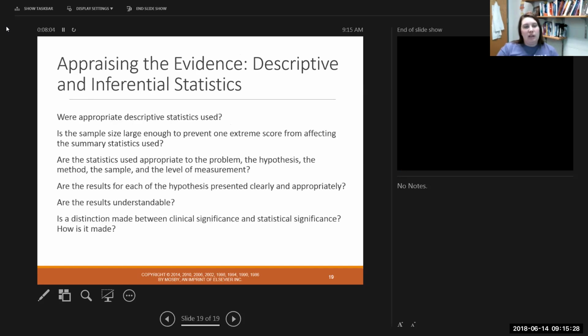So again, when you're looking at the evidence of descriptive and inferential statistics, you're looking to see: were they seeking to describe the right kind of concepts with their descriptive statistics? Was the sample size large enough to prevent extreme scores from affecting your data? Are the statistics appropriate to the problem? Were the research hypothesis and the null hypothesis presented clearly and appropriately? Did you understand the results? And was a distinction made between whether this is clinically significant or just statistically significant, and how did they make that distinction?